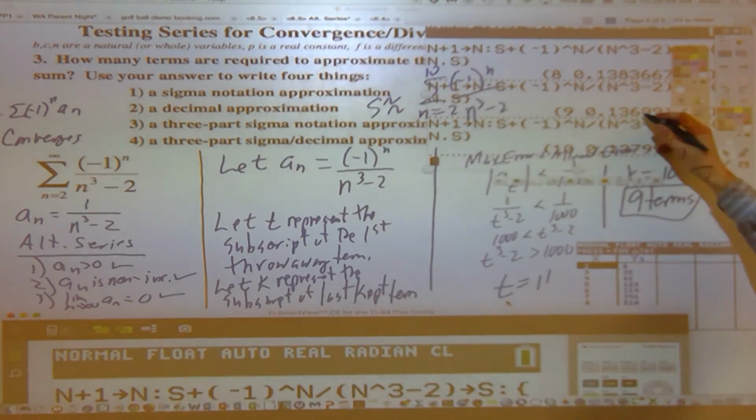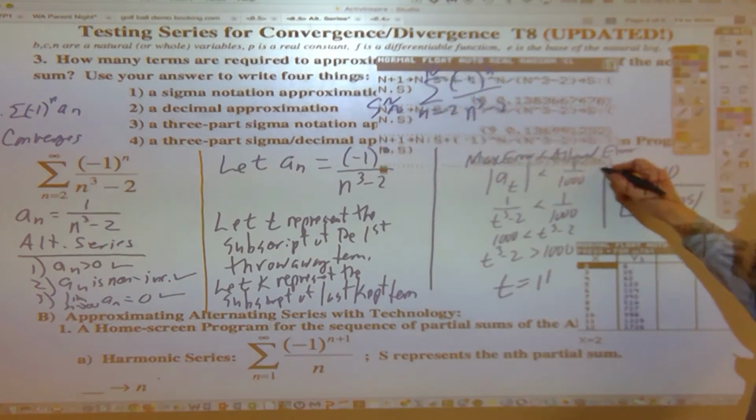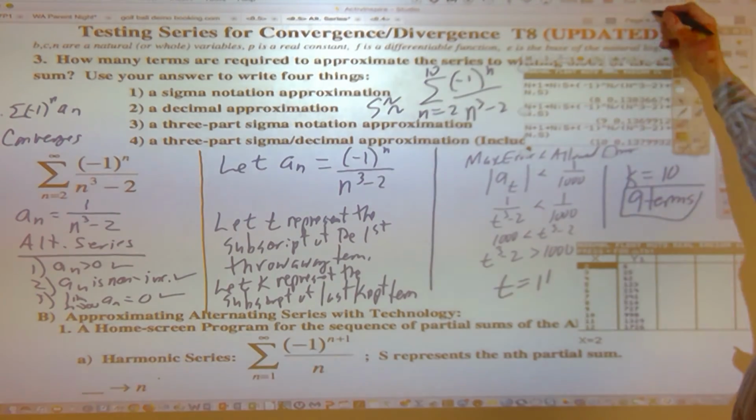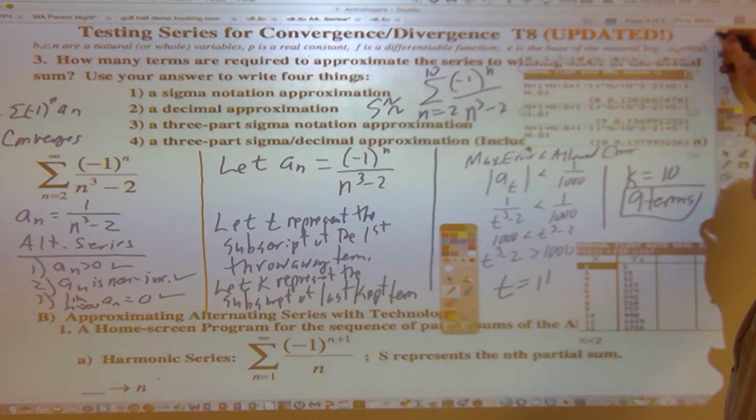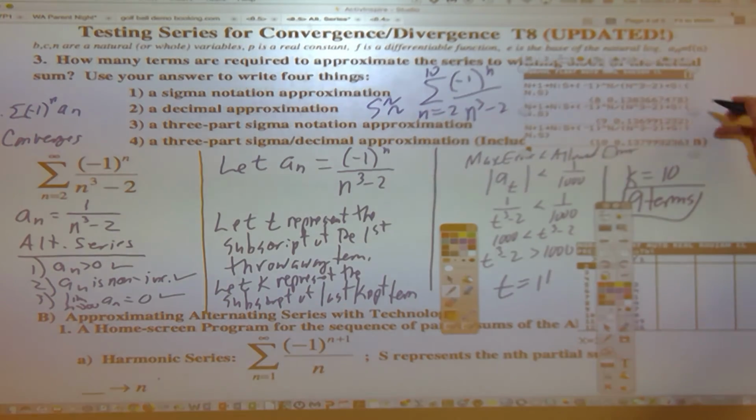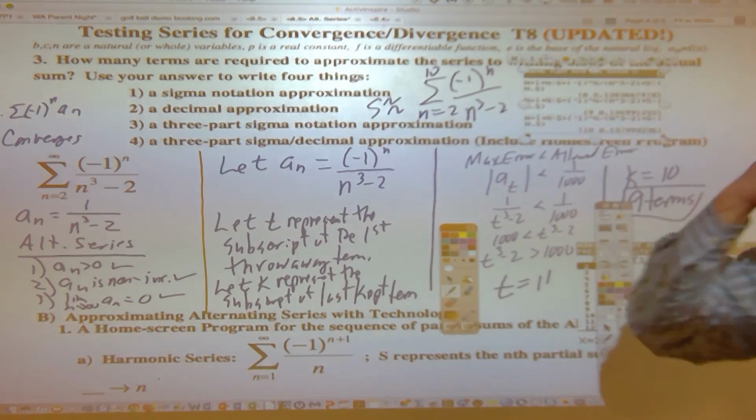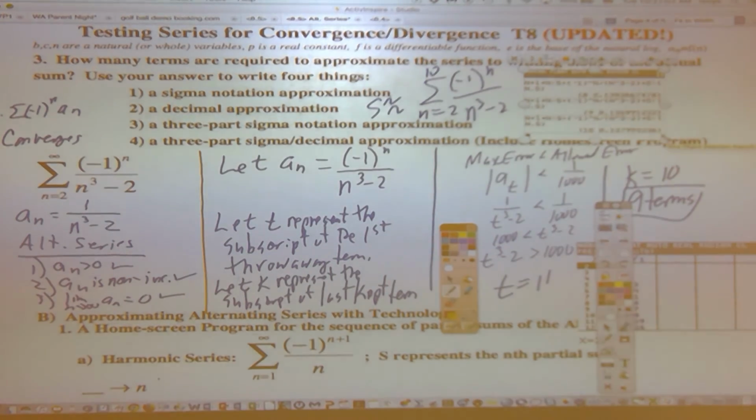But there's the home screen program. And there's a reason we've been learning these home screen programs. We started with Euler, and now we're doing home screen. The real reason we need them is for alternating series. That's where we really need the home screen program.